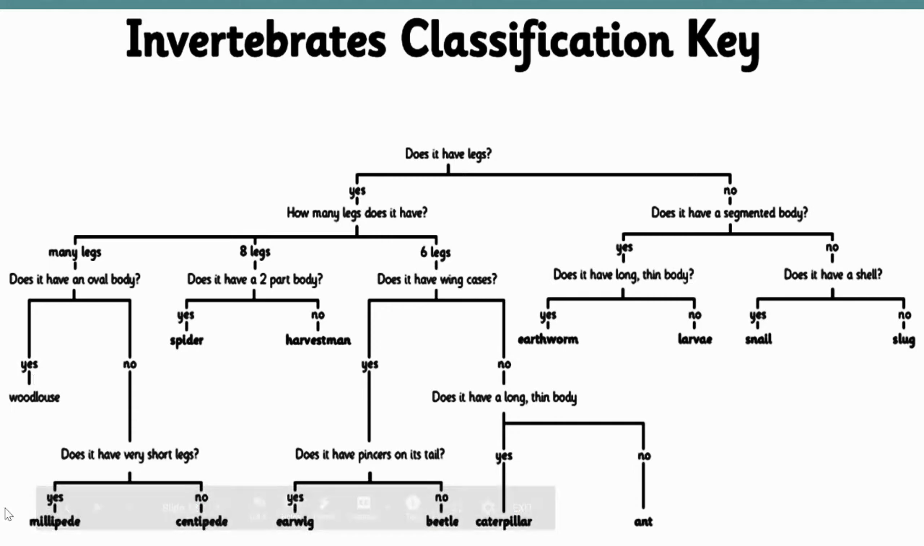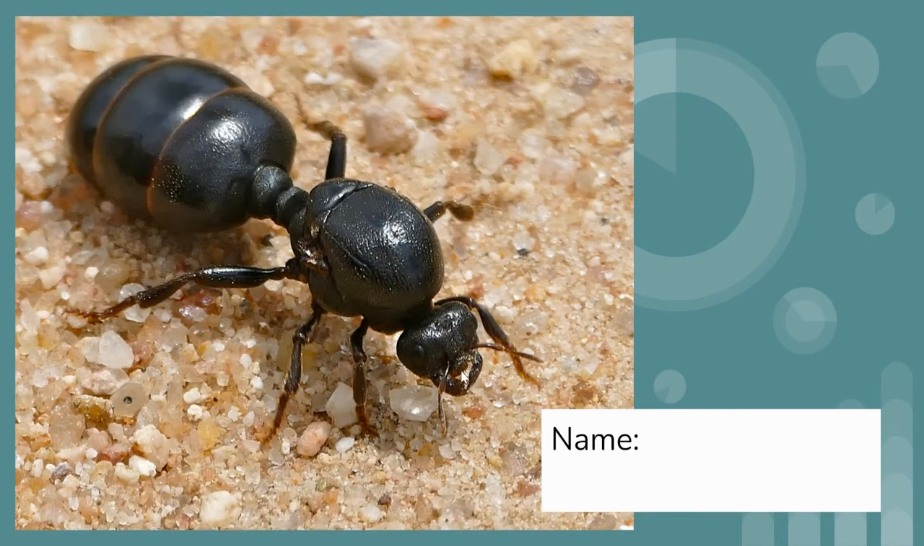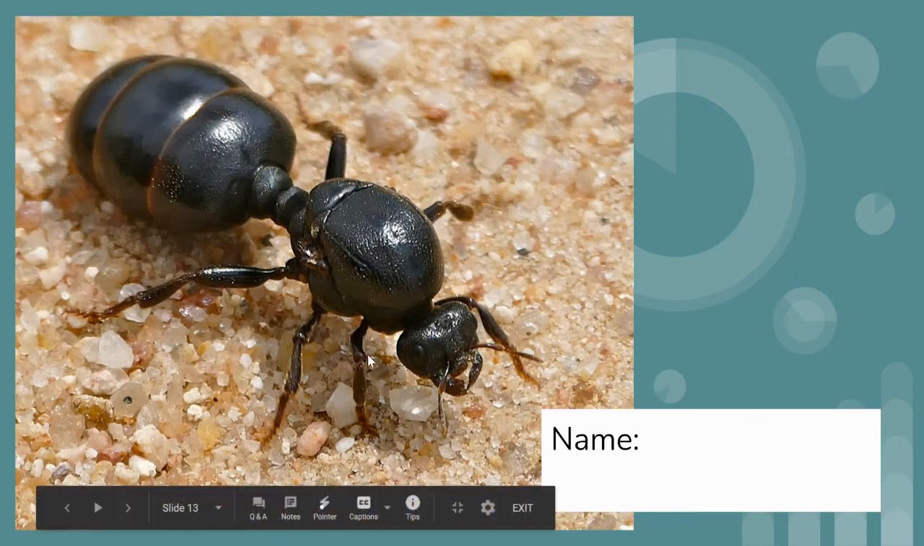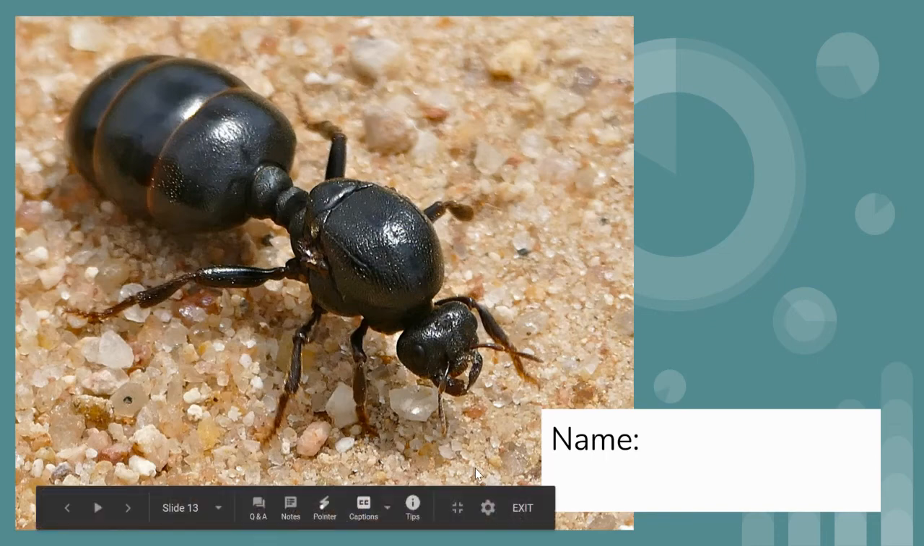It was a caterpillar. Here's another example. It has that mandible like we saw before. It has antenna. It has 1, 2, 3 legs on this side and 1, 2, 3 legs on the right side. That means it has 6 legs. It has an abdomen and a thorax.